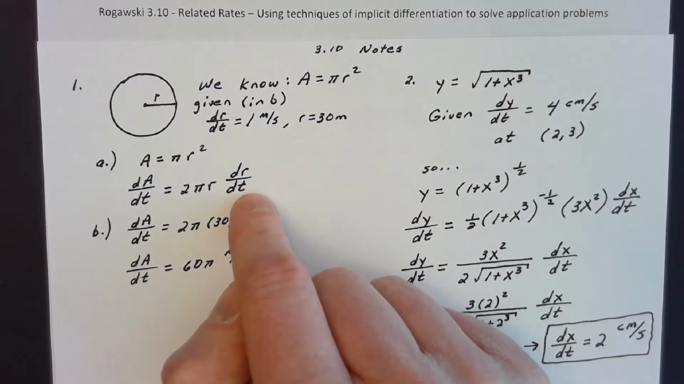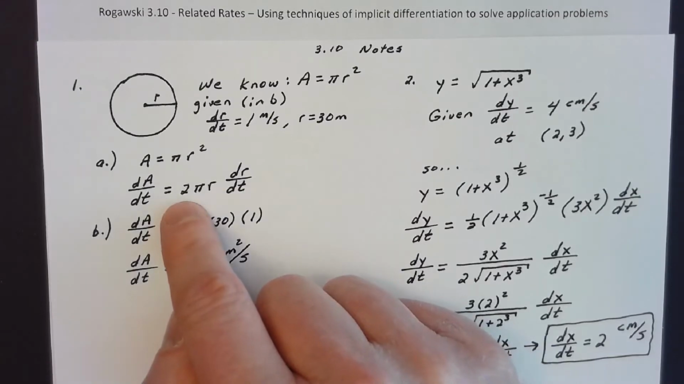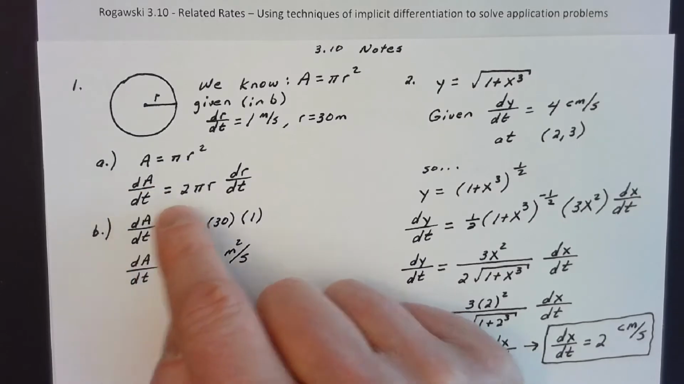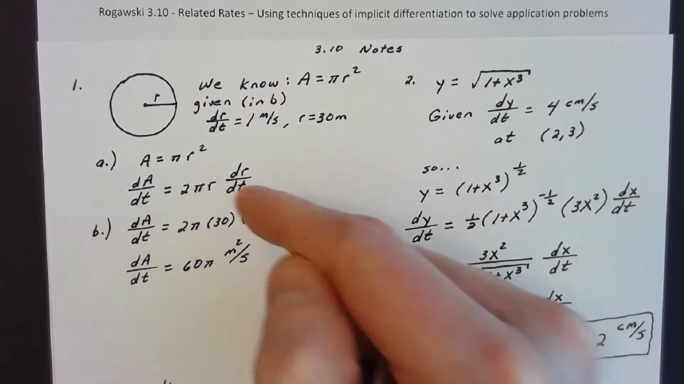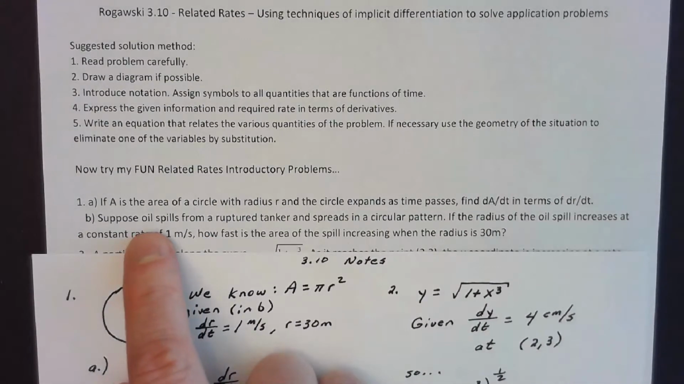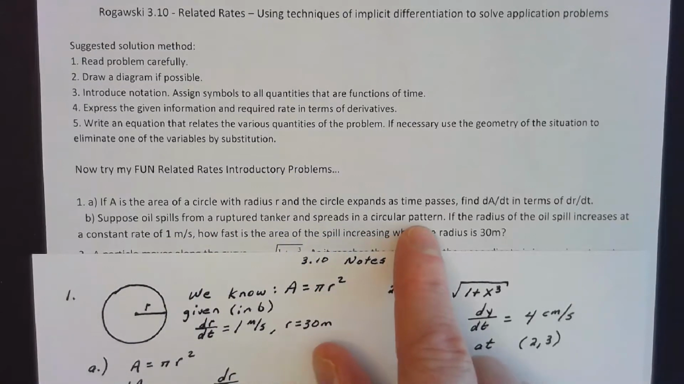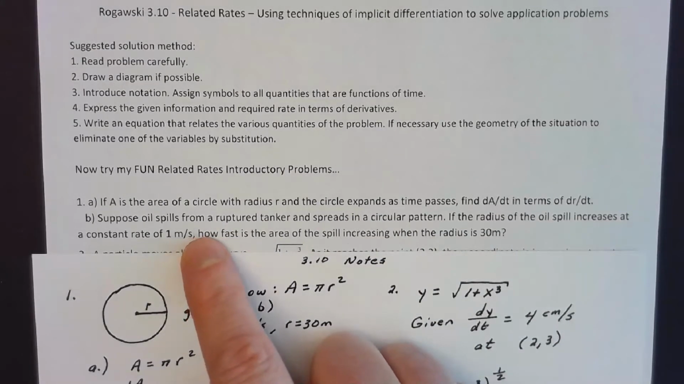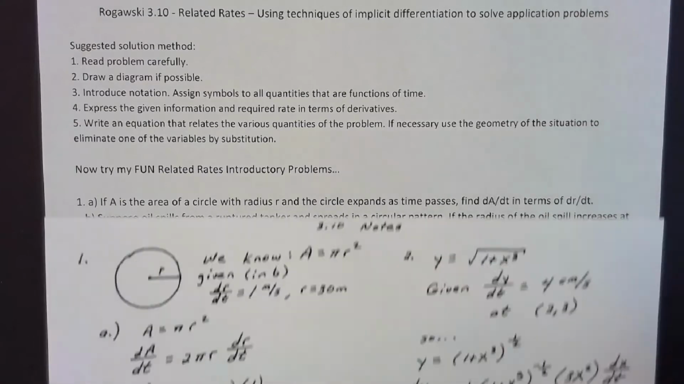That's all I ask for in part A: an equation stating the change in the area with respect to time in terms of the change in the radius with respect to time. So we have that. But now in part B, I said, suppose oil spills from a ruptured tanker and spreads in a circular pattern. If the radius of the oil spill increases at a constant rate of 1 meter per second, how fast is the area of the spill increasing when the radius is 30 meters?